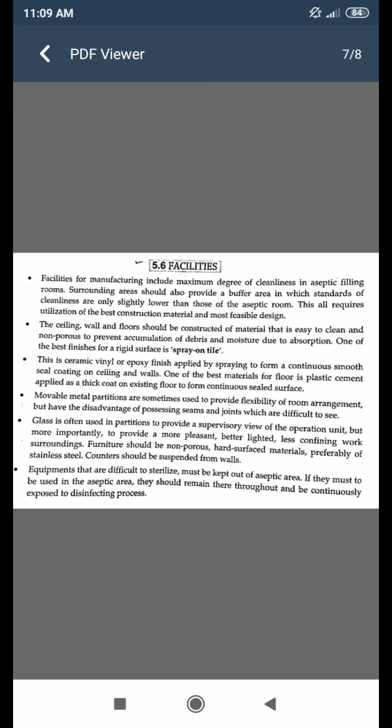These all require utilization of the best construction material and the most feasible design. Then the ceiling, wall and floor should be constructed of material that is easy to clean and non-porous, to prevent accumulation of debris and moisture due to absorption.